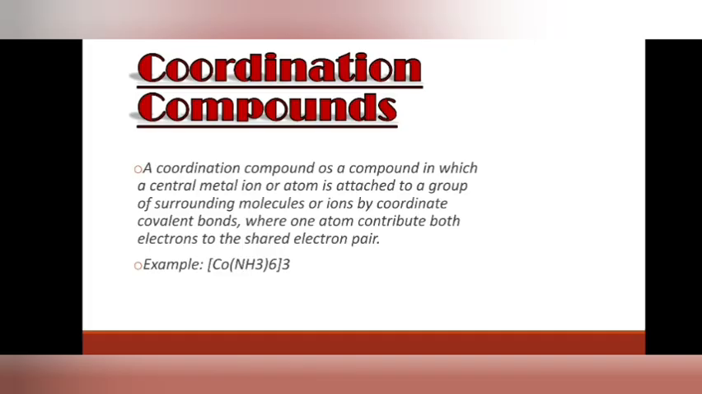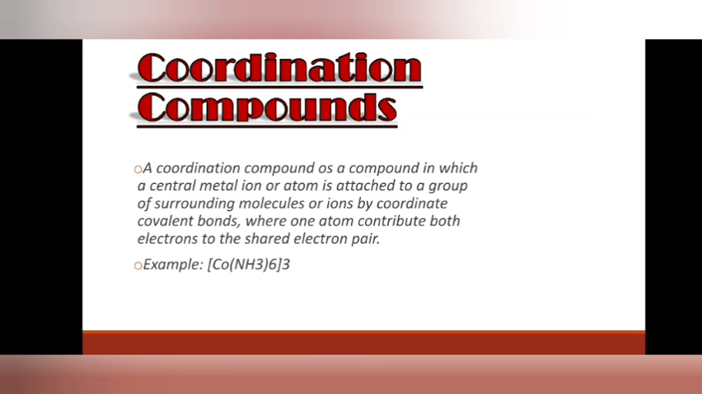A coordination compound is a compound in which a central metal ion or atom is attached to a group of surrounding molecules or ions by coordinate covalent bonds, where one atom contributes both electrons to the shared electron pair. So in a coordination compound, the first thing we have is a central metal ion. In the center we have a metal ion. Let's relate it with the example that's given. Below you can see that the metal present is cobalt.